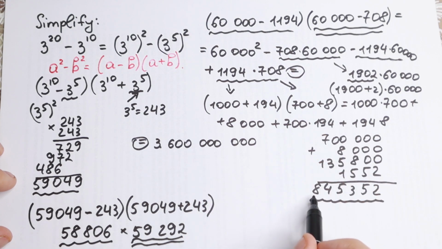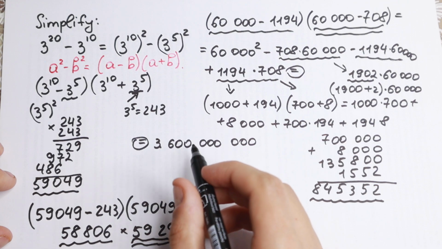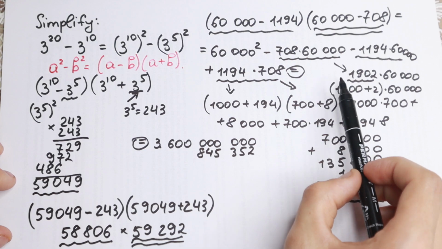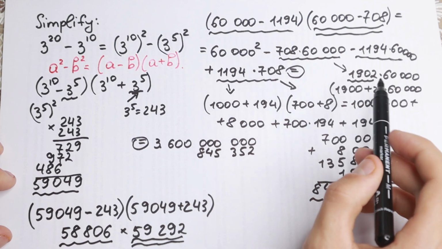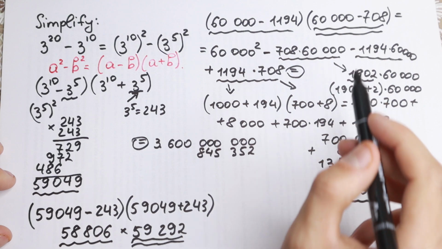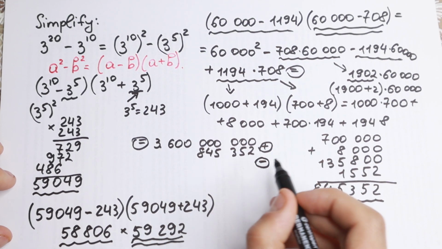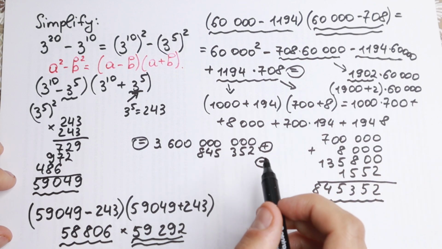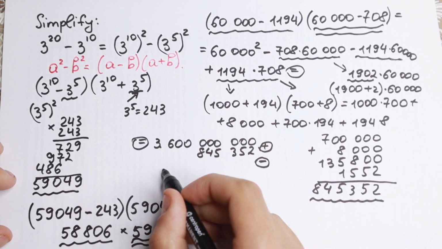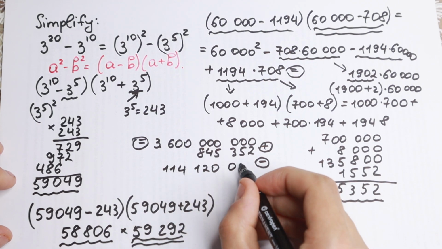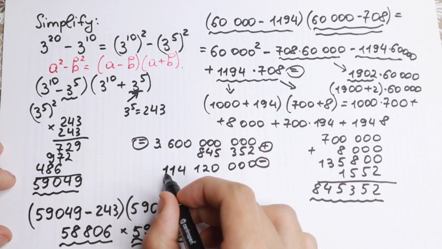So we add this element at first. We will have 845,352. This is this element, and we need to add this element, but right here we don't need to add it, we need to subtract it because we have minus right here. So this one we add, and we need to subtract this element. If we multiply this we will have, I write it right here, 114,120, and of course 000. And this will be our final answer.